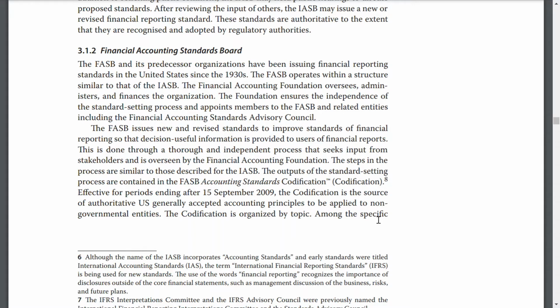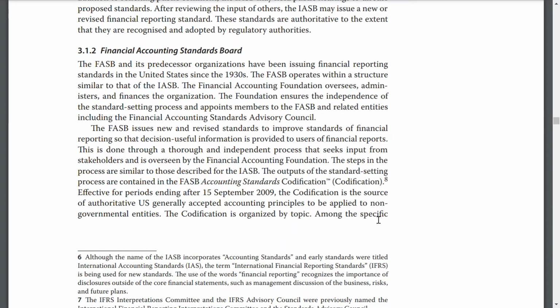This is done through a thorough and independent process that seeks input from stakeholders and is overseen by the Financial Accounting Foundation. The steps in the process are similar to those described for the IASB, and the outputs of the standard-setting process are contained in the FASB's Accounting Standards Codification. Effective for periods ending after September 15, 2009, the codification is the source of authoritative U.S. generally accepted accounting principles to be applied by nongovernmental entities.